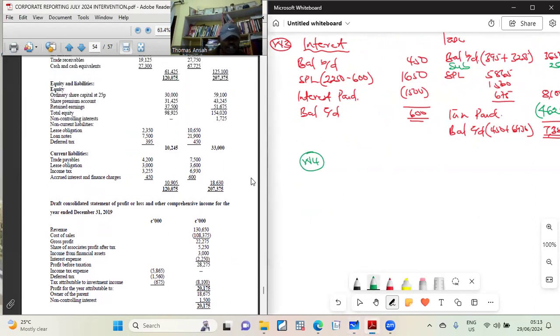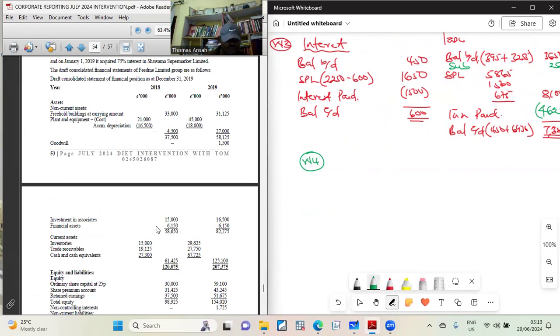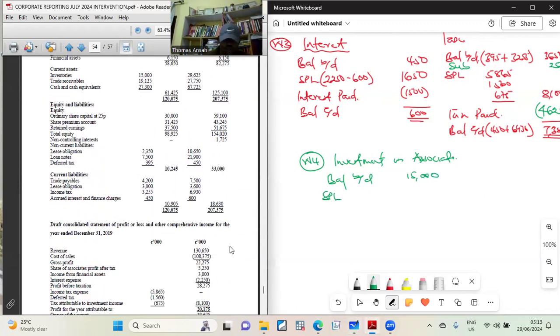When I pick my financial asset, that is an asset. So, investment in associate first. I have a balance brought down of 15,000 coming from last year. And in my SPL, what do I have? You go to your SPL, share of profit. You see, share of profit is not a cash flow. The associate is an investment because it is not up to control. So what they give you that will be a cash flow will be dividend, not the profit sharing. Profit sharing, you don't collect money, it is just theoretical.